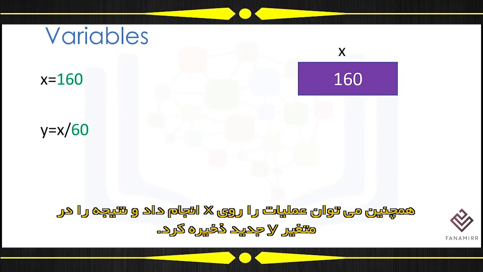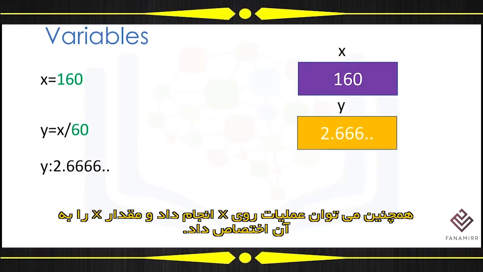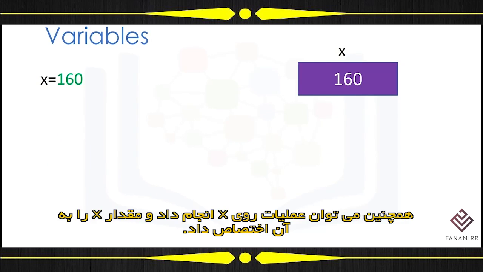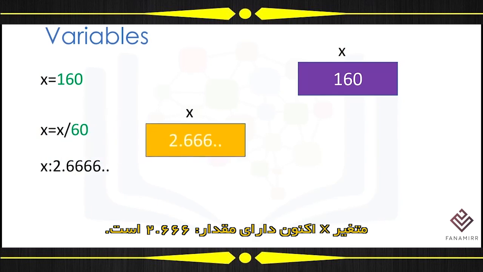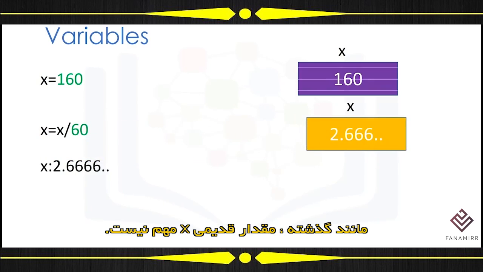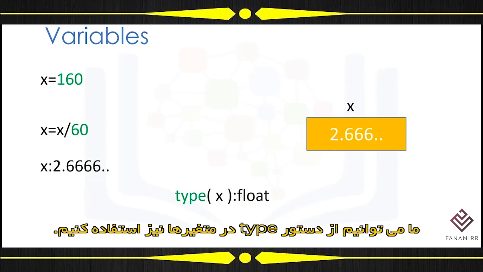We can also perform operations on x and save the result to a new variable y. Y now has a value of 2.666. We could also perform operations on x and assign the value to x. The variable x now has a value 2.666. As before, the old value of x is not important. We can use the type command on variables as well.